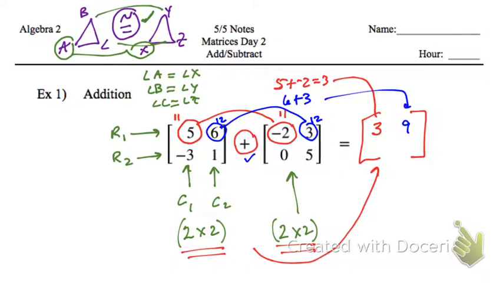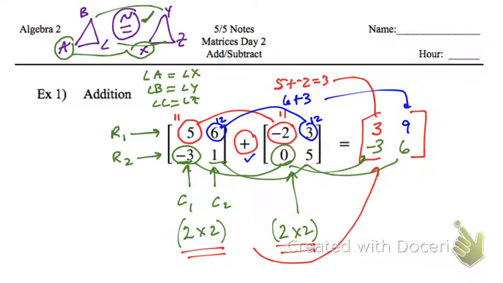Then we'll do the same thing on the bottom row. We would say negative 3 plus 0 equals negative 3. 1 plus 5 equals 6. And that's all there is to it. Just adding those corresponding parts together. Okay, so that's addition. Don't make it any more complicated than that.